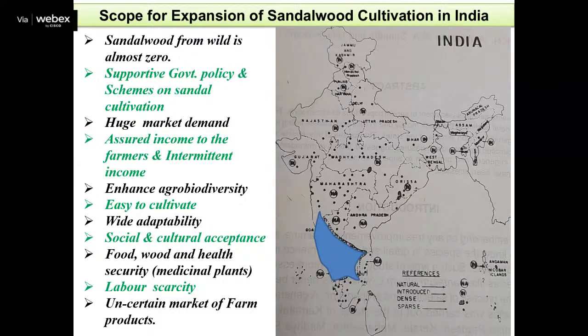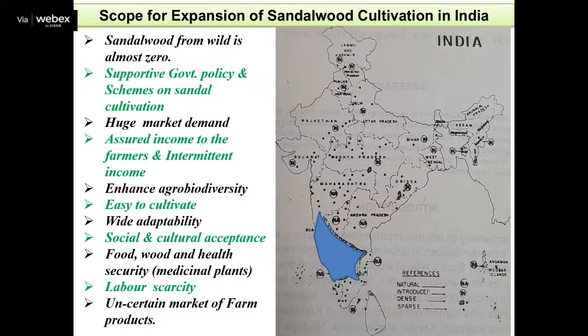And there is an assured income to the farmer. Unlike other agriculture, there is a chance for income. And there is an intermediate income also that we can get from the sandal-based agroforest system. Further, sandal is a semi-parasite, so there is a need to adopt other species, other plants as a host. In that way, we will enhance the agro-biodiversity of the farmlands.